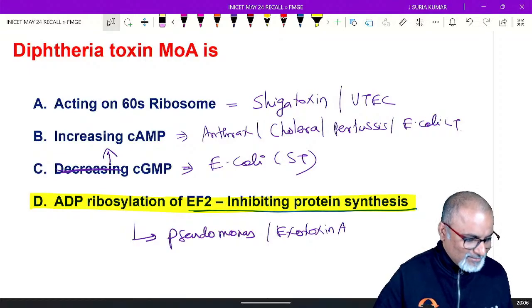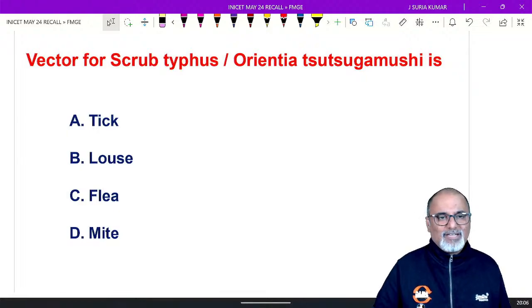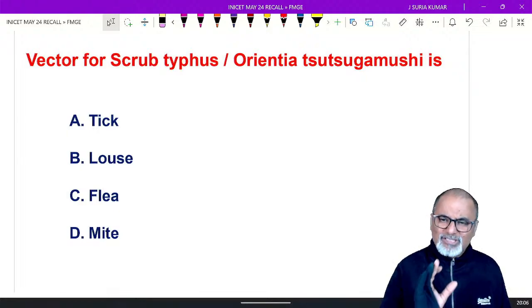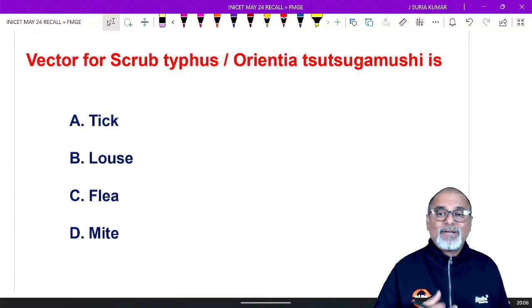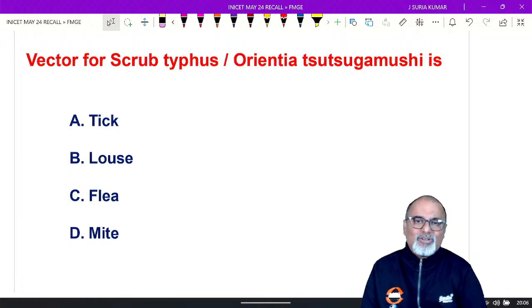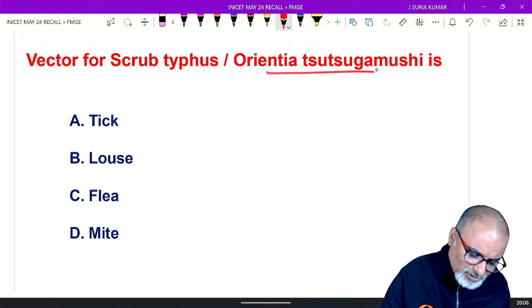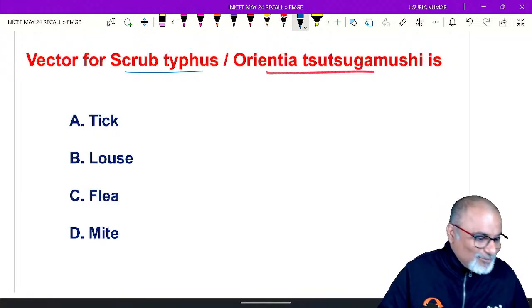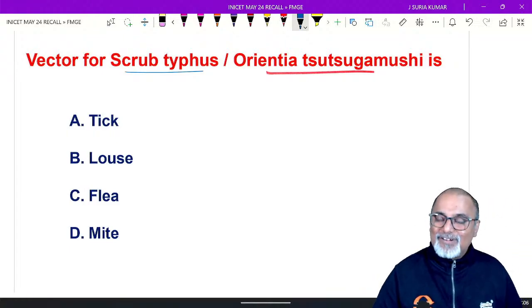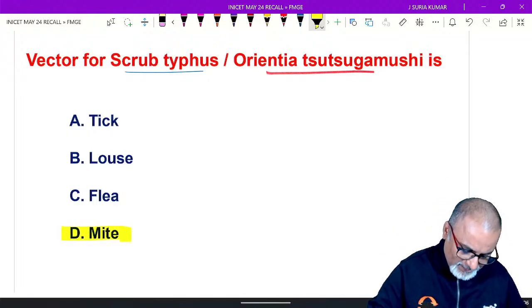Okay. Next is vector for scrub typhus. Another important question. 100% you can get a vector question. Some questions are 100% questions. Mechanism of action of toxin, vectors, hepatitis B serology, those kinds of things are 100% sure questions. Vector for scrub typhus or Orientia tsutsugamushi. Some people said Orientia tsutsugamushi, some people sent the message scrub typhus. People got excited, correct answer. So they forgot the question. They say my answer is right. What is it? It is the trombiculid mite that is the vector.